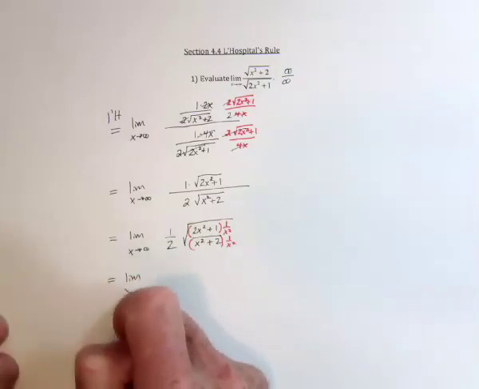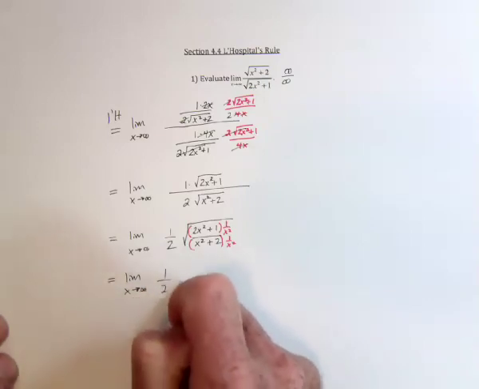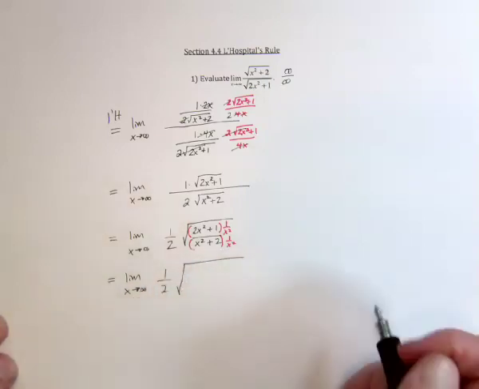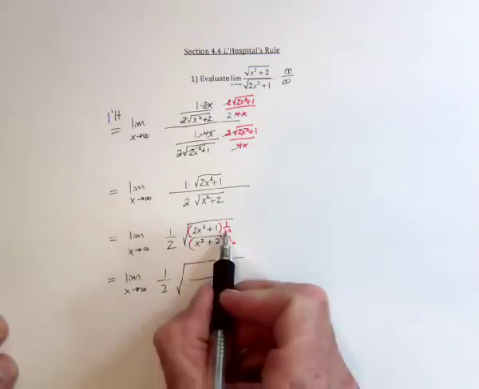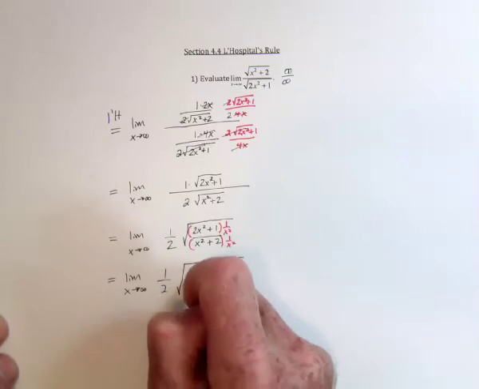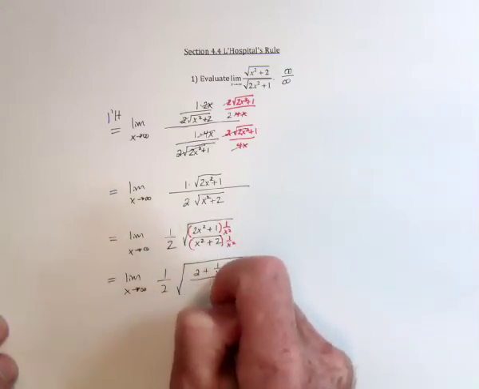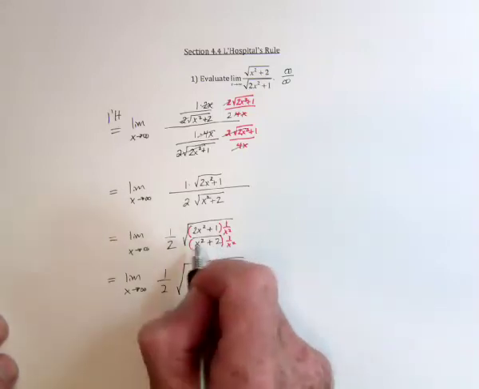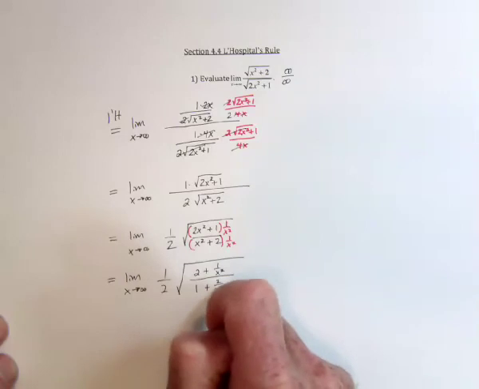So limit as x goes to infinity. The 1/2 is out here minding its own business while we do some fancy algebra inside the radical. So this would cancel the x squared, leaving only a 2. And then distribute, so it's going to be 1 over x squared. And then distribute, it's going to be a 1. And then 2 over x squared.